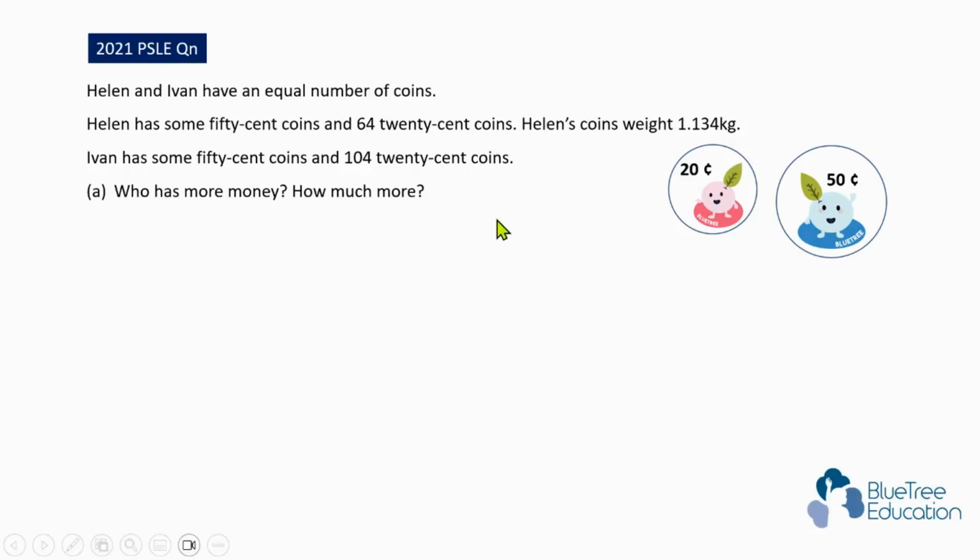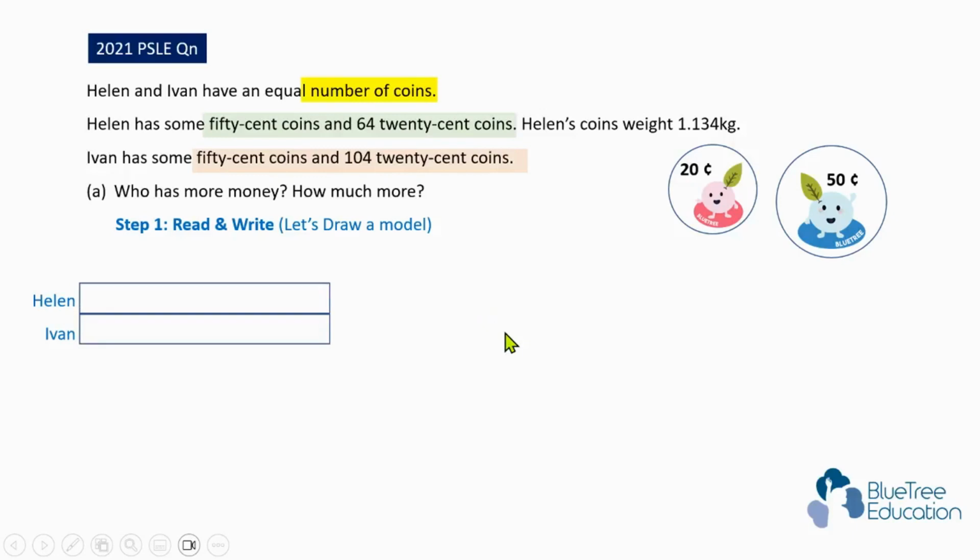So Helen and Ivan have an equal number of coins. There you see. So we read and write. The first thing we do, let me just highlight those items for you. We'll just draw what we call a double-decker bus. You can call it a double-decker bed, go ahead. The top portion and the bottom portion is the same size because it's an equal number of coins. And we're going to fit Helen's item in. 50 cents, no info, never mind. Let's draw something for that 64 20-cent coins, and we draw something for that 104 20-cent coins.